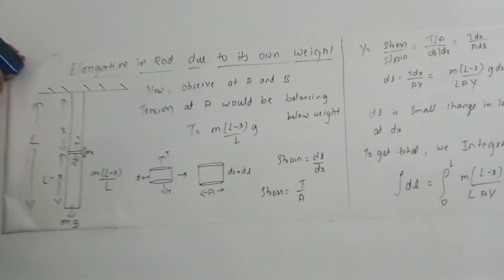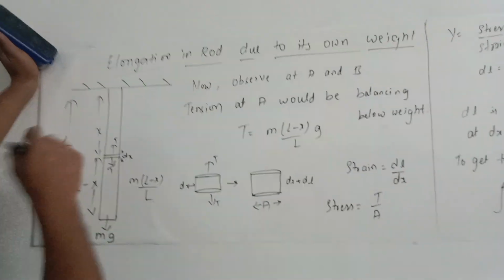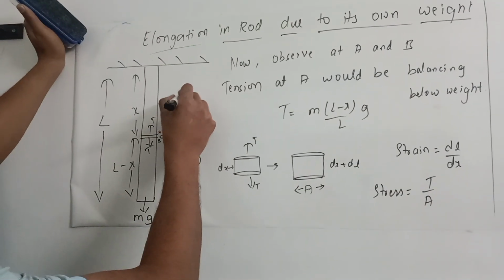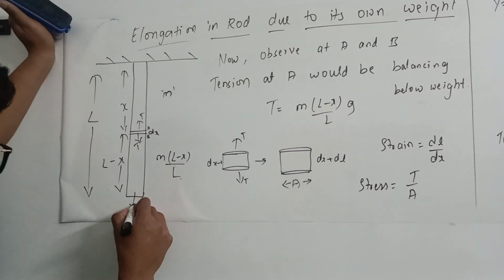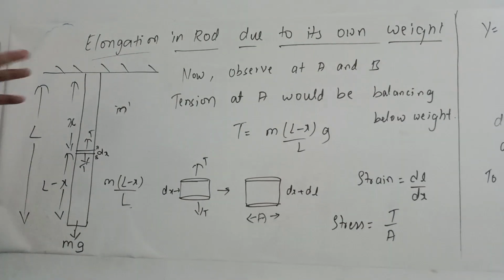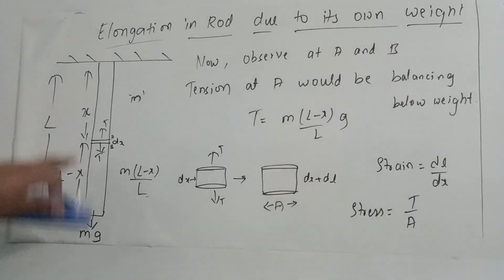So let's consider a rod of length L, which has a mass M. What are the natural forces? Of course, there will be gravity acting, so that is mg. I need to find the elongation, due to its own weight, with gravity acting.